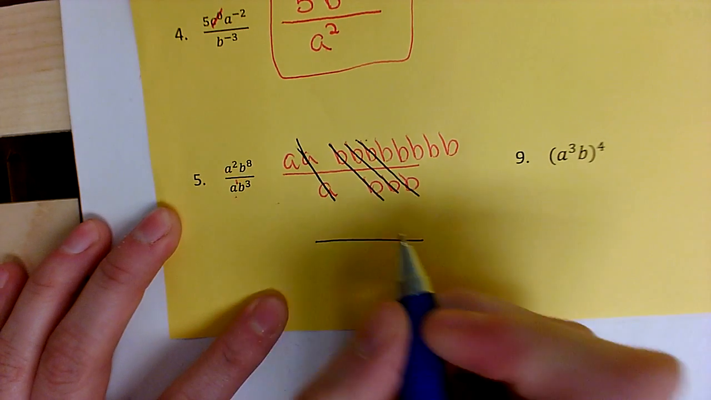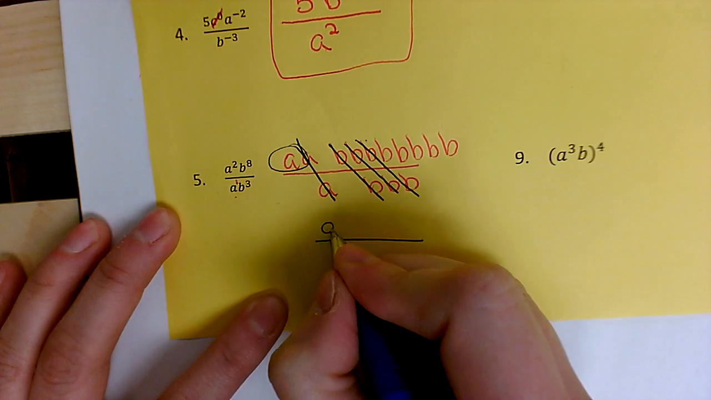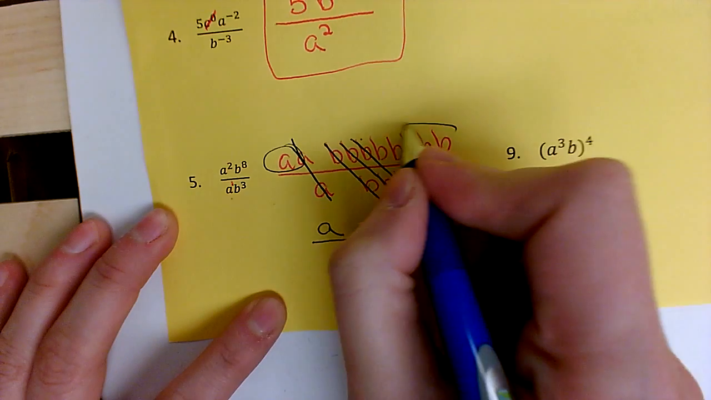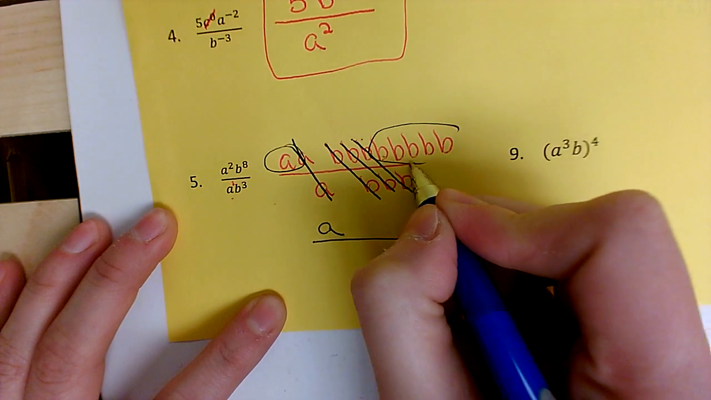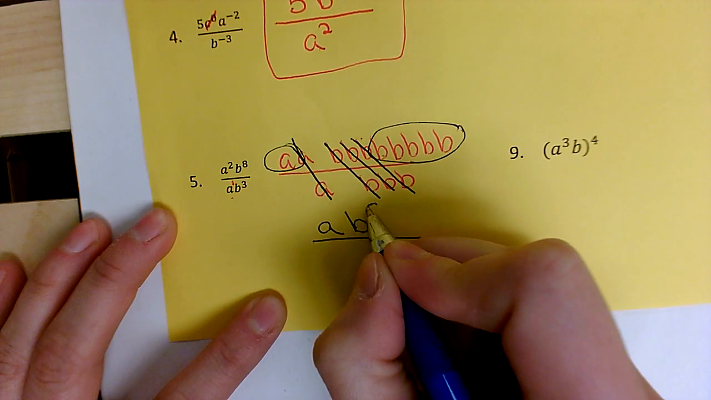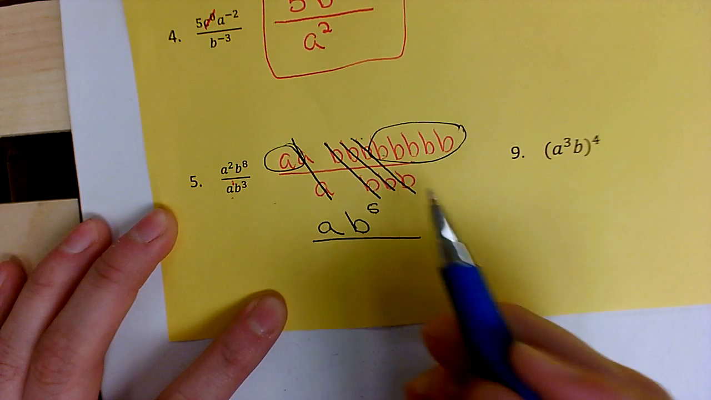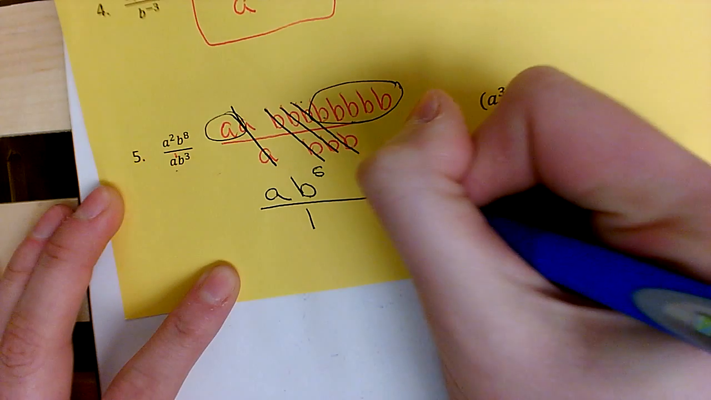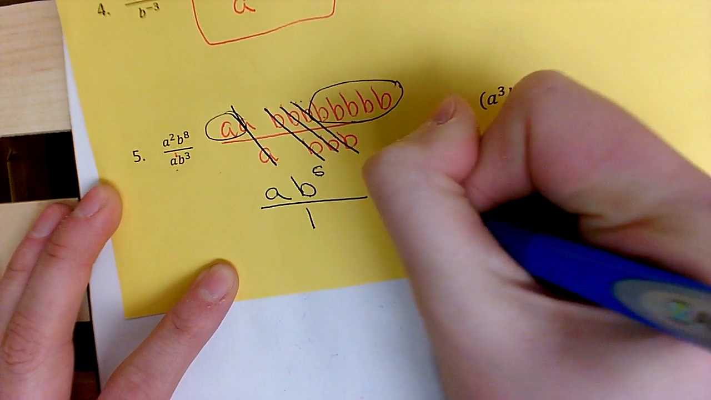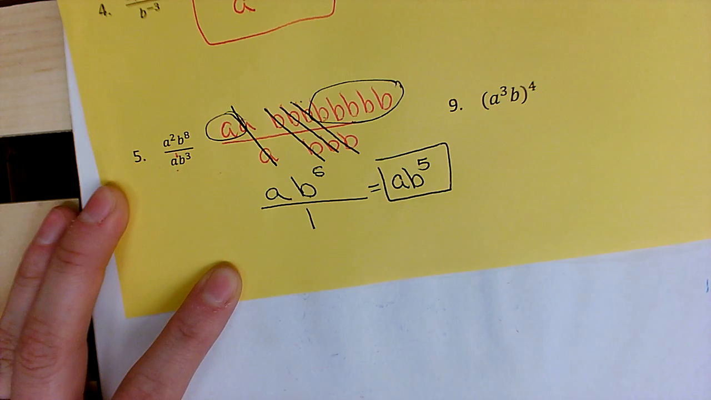So when I'm doing this problem, the a is on the top, so I'm going to make sure I leave it on the top. I've got 1, 2, 3, 4, 5 b's on the top, so I have b to the 5th on the top. There's nothing remaining on the bottom, so I'm going to put a 1, which we know doesn't really need to be there. So my answer is a b to the 5th power.